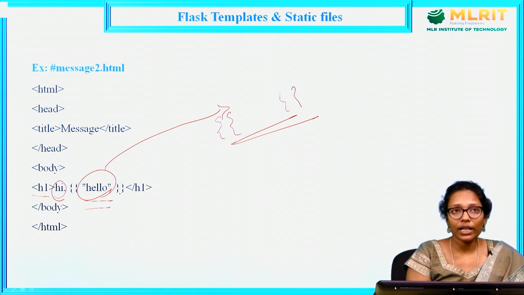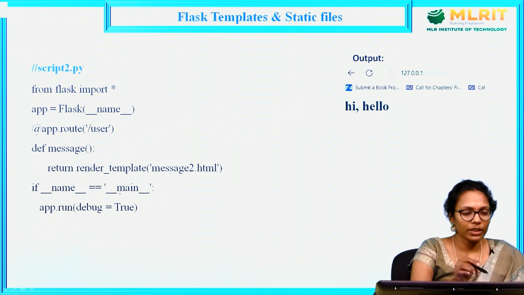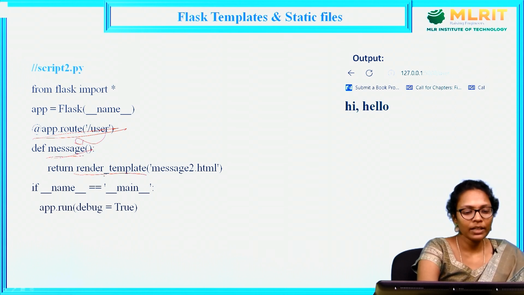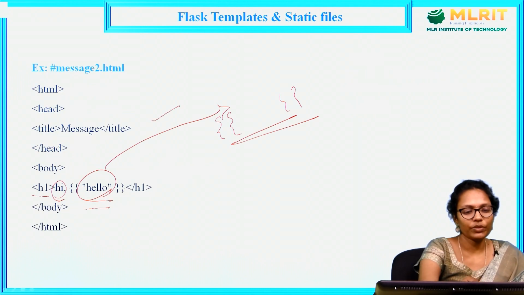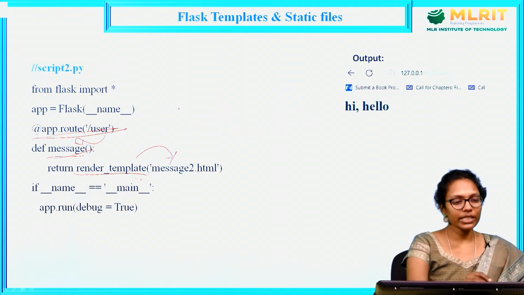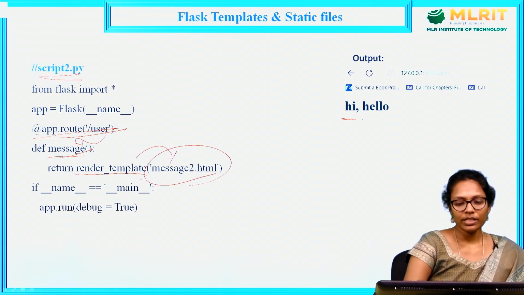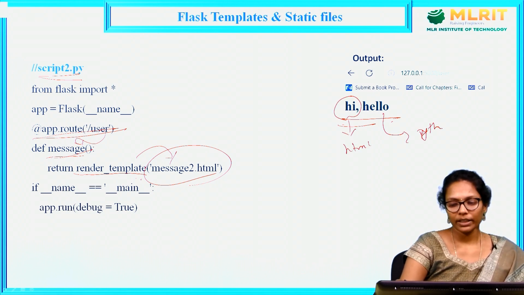But when this hi comma hello is printed, this is the Python application here. This is the route. For this route, the view function is message. What this message is doing is render_template. What is the external HTML file it is using? message2.html. That is this file. So if I execute the script2.py file, what will I get? I will get this output, hi comma hello. Hi is generated by the HTML code, whereas hello is generated by the Python code.